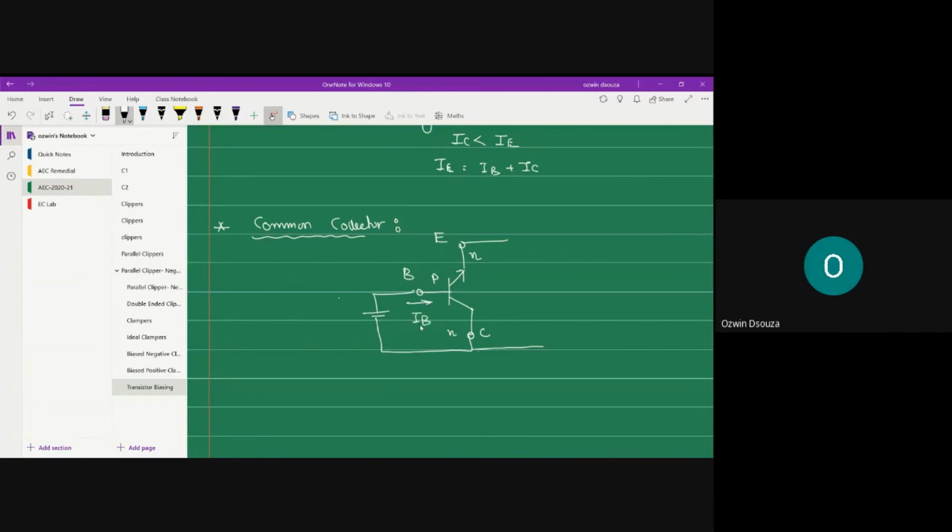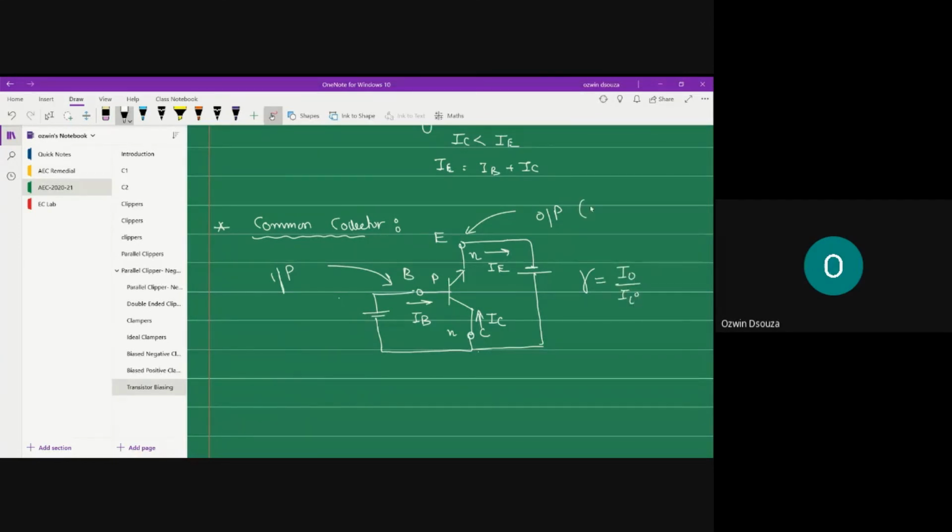Base current, collector current, and this is your emitter current. So base and collector current add up and will flow out as the emitter current. In case of common collector, the input terminal is base and the output terminal is the emitter. Hence, the current gain, denoted by gamma, is I naught by Ii.